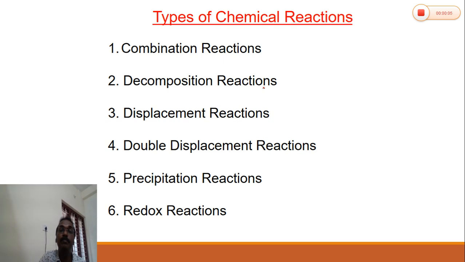Yes, students, today we will study types of chemical reactions. What are the different types of chemical reaction? These are the types of chemical reaction we have to study. They are combination reactions, decomposition reactions, displacement reactions, double displacement reactions, precipitation reactions, and redox reactions. Let us study one by one.